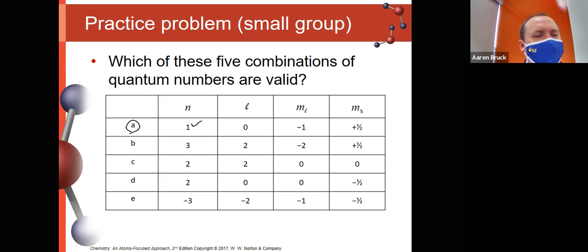If I'm in the first energy level, remember L gives us the orbitals, the sublevel shape. And L of 0 refers to an s orbital. Is there an s orbital in the first energy level? Yeah. So thus far, 2 for 2. Given this value of L, can the magnetic number be -1?